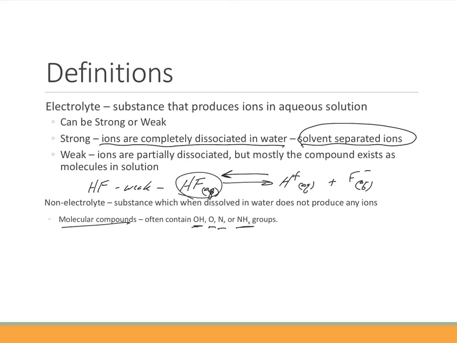Now, ethanol, which we had seen before was C2H6O, did not produce ion pairs. No solvent-separated ions, no ions at all. This is a non-electrolyte. The way you can absolutely determine whether you have an electrolyte or the extent of the electrolyte solution is by measuring its conductivity. The higher the conductivity, the stronger the electrolyte. The lower the conductivity, the weaker the electrolyte, and if it does not conduct at all, you have a non-electrolyte.